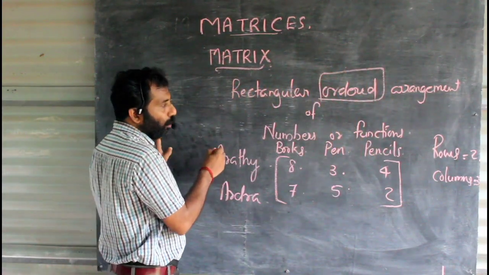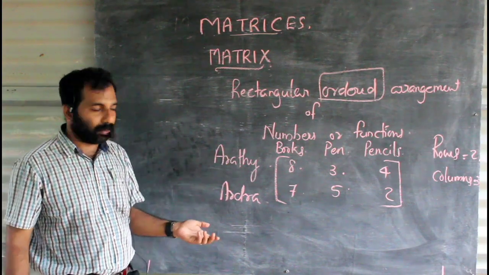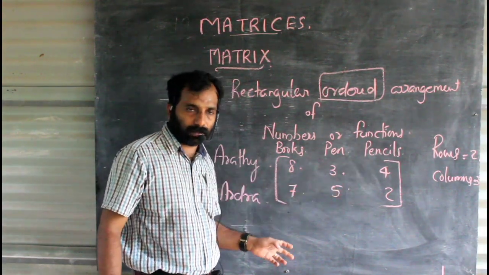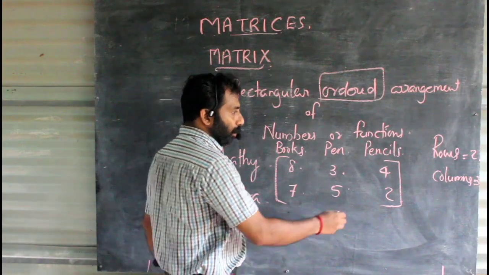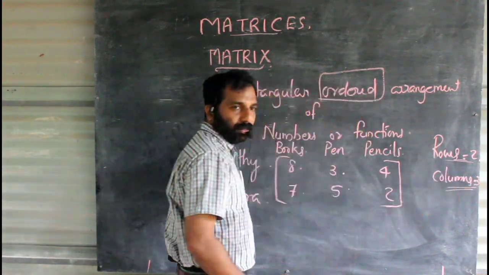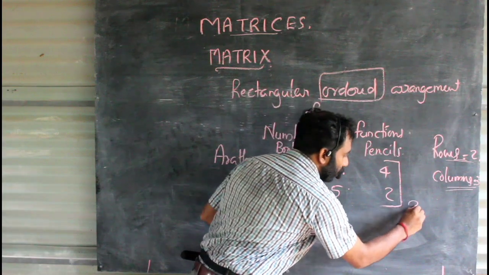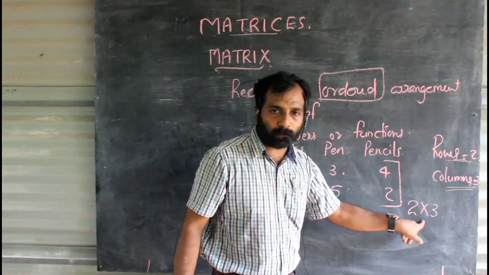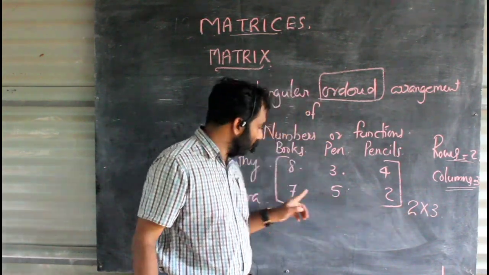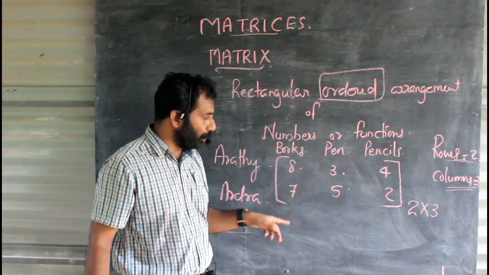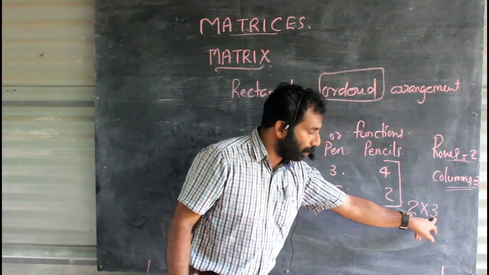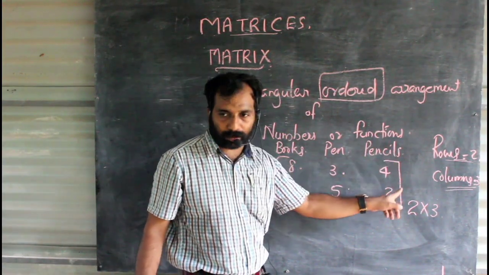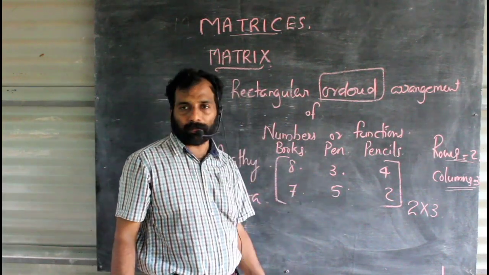What do you mean by the order of a matrix? Order means we see that there are 2 rows and 3 columns. So the order of this matrix is 2 into 3, but we read it as 2 by 3. The first number represents the number of rows, that is the horizontal arrangement, and the second number 3 represents the number of columns, that is the vertical arrangement. So that is the order of a matrix.